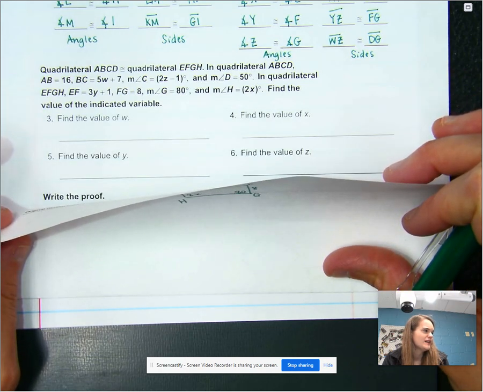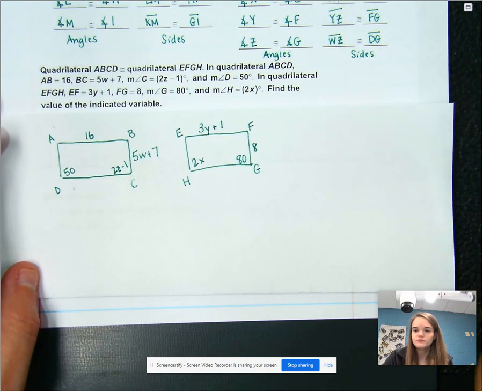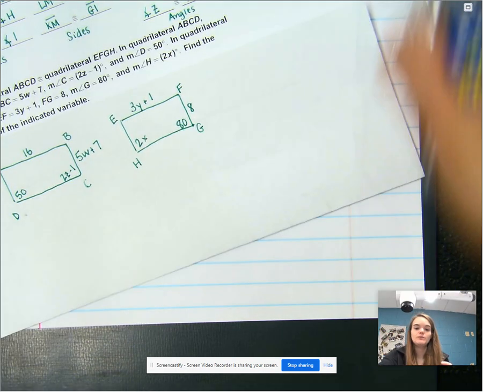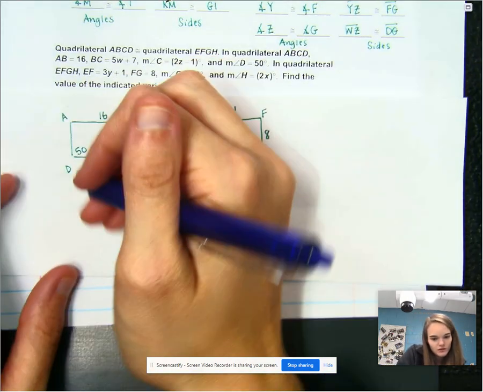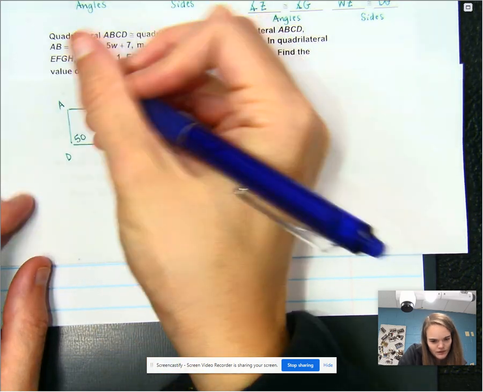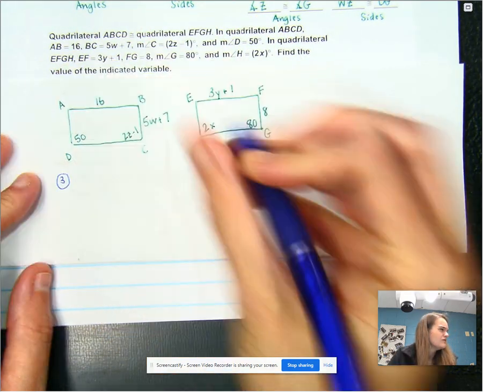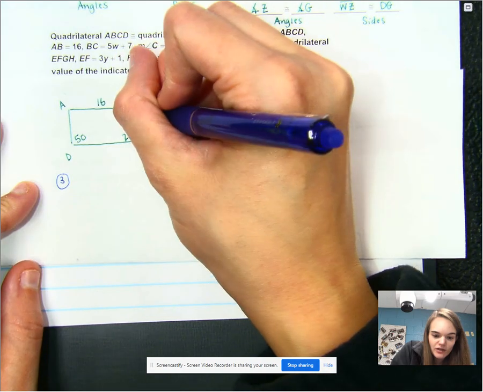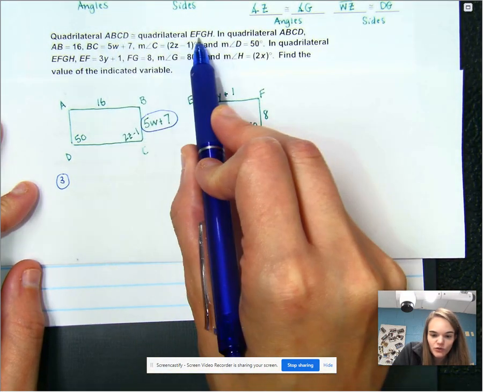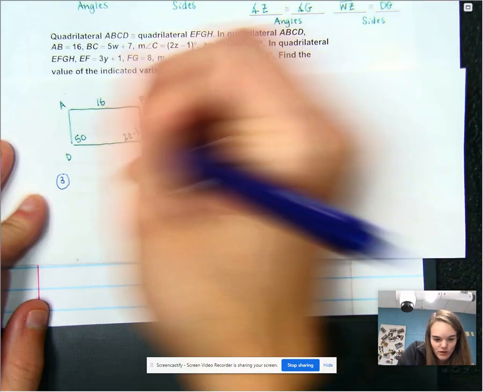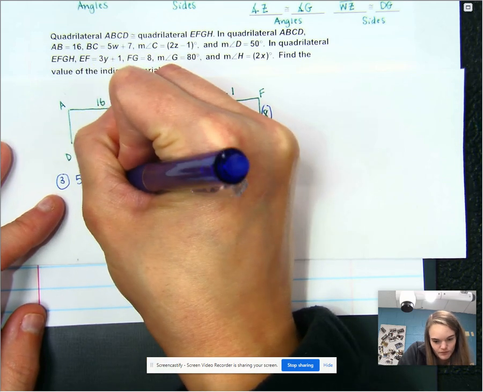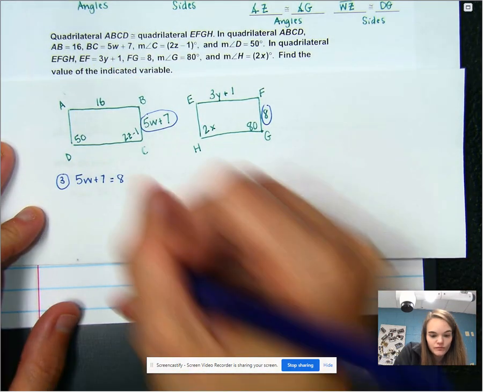Number 3 says find the value of W. Well, it might help if I could stop moving stuff around. Yeah, number 3, sorry. Find the value of W. Here is W. BC, right here, is congruent to FG. So I'm going to write that equation. 5W plus 7 equals 8.